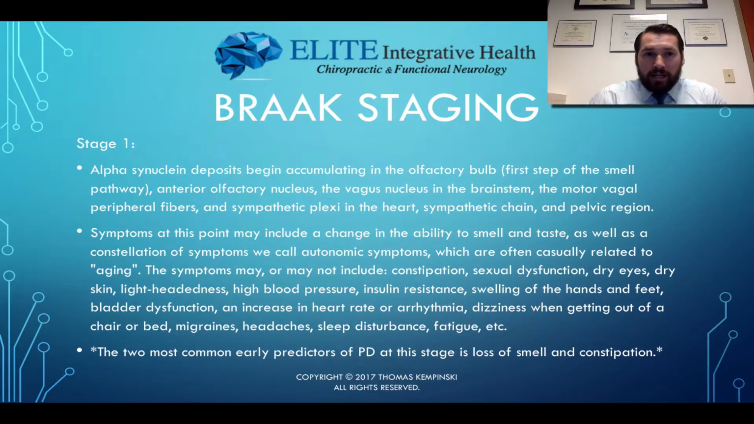So let's look at stage 1. In stage 1, we have alpha-synuclein deposits, or Lewy body formation, and they begin to accumulate in different areas of the nervous system. It begins in the olfactory bulb, which is the first step of the smell pathway. It will also begin to form in the anterior olfactory nucleus, again involved with smell. And then it starts to affect the vagus nucleus, the vagus nerve, as well as some sympathetic plexi in the heart, sympathetic chain, and pelvic region.